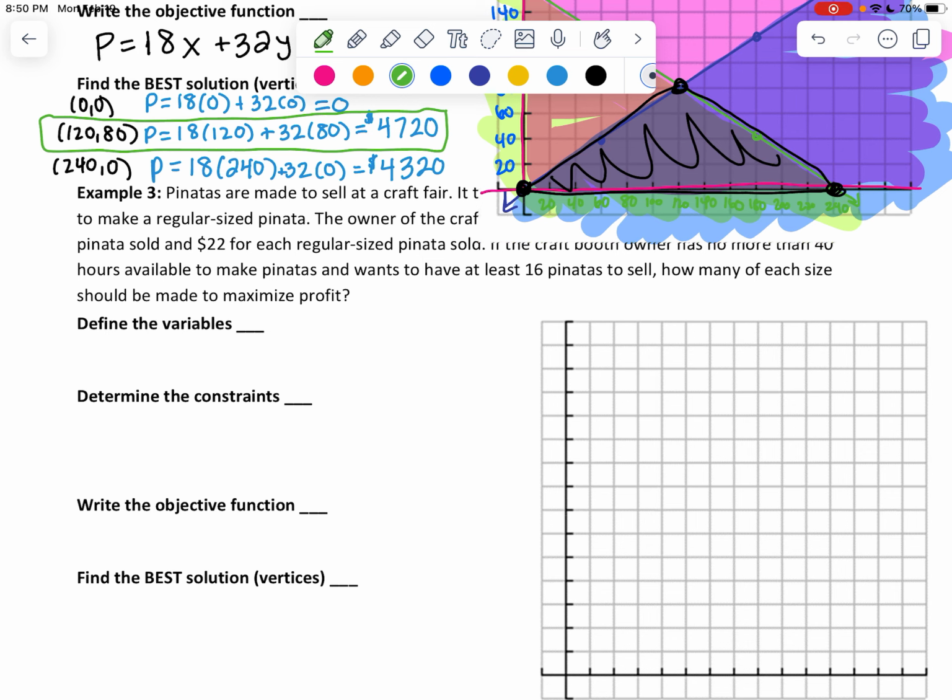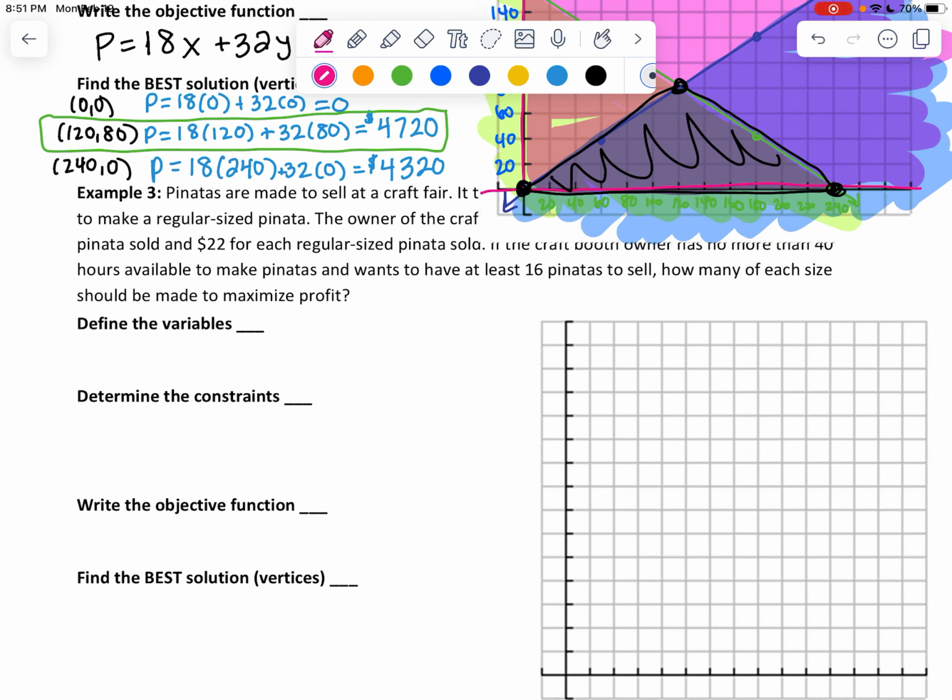So question 3 says, piñatas are made to sell at a craft fair. It takes 2 hours to make a mini piñata and 4 hours to make a regular-sized piñata. The owner of the craft booth will make a profit of $14 for each mini piñata sold and $22 for each regular-sized piñata. If the craft booth owner has no more than 40 hours available to make piñatas and wants to have at least 16 piñatas to sell, how many of each size should be made to maximize the profit?